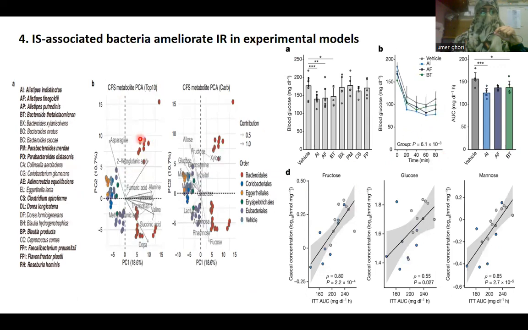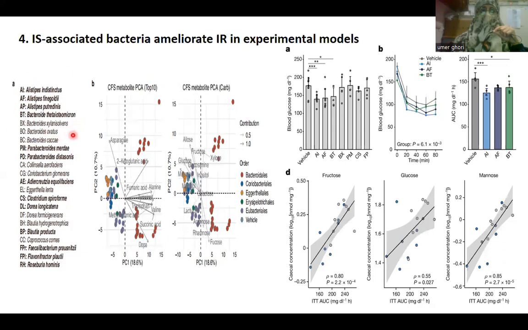This slide shows that insulin sensitivity associated bacteria ameliorate insulin resistance in experimental models. The above findings from human multi-omics analysis revealed an association between carbohydrates and insulin resistance pathology. To address the causal relationship between gut microbiota, fecal carbohydrates, and metabolic diseases, 22 human fecal insulin sensitivity and insulin resistance associated bacteria were cultured.